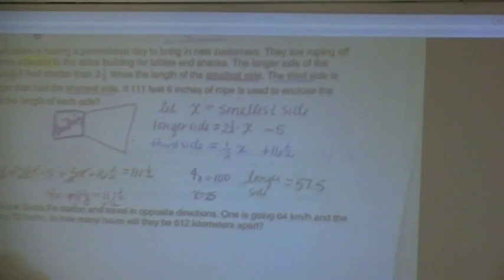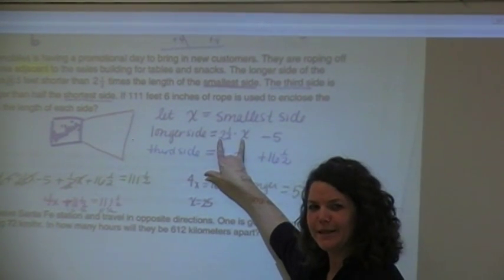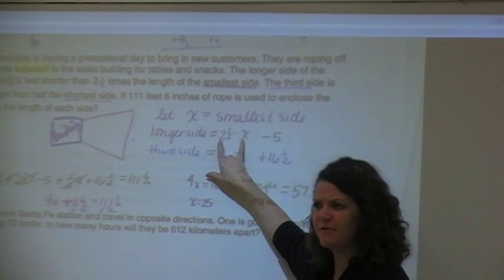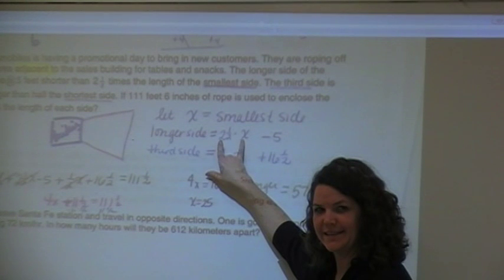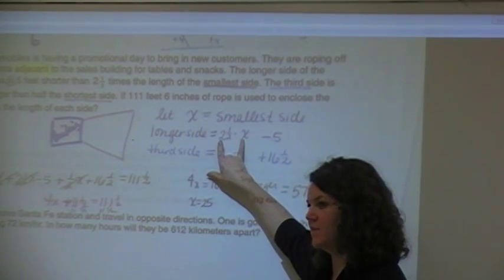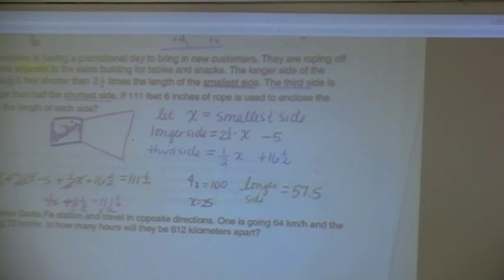Anybody want to add this real fast? Real fast and easy? What's 2 times 25? 50. What's half of 25? Not as easy. What's half of 25? 12.5. 50 plus 12.5 is 62.5 minus 5. But you should have known at least 2 times 25 is 50, so that at least has to be a bigger number.